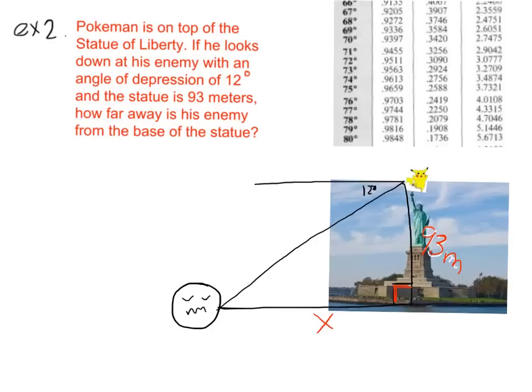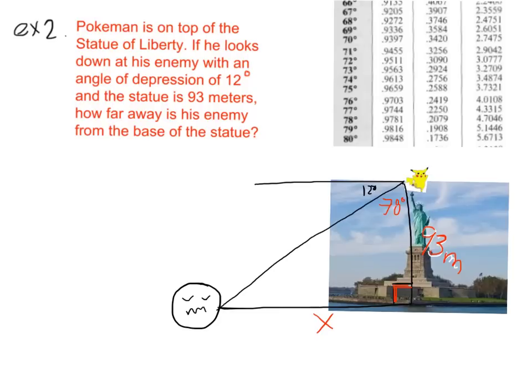Now one of the things that I'd like you to think about is, if this is a 90-degree angle, and this is a horizontal line, then this line is perpendicular to this line. That means that these two angles add up to 90. So what number plus 12 degrees would give us 90 degrees? I hope you're thinking 78 degrees.